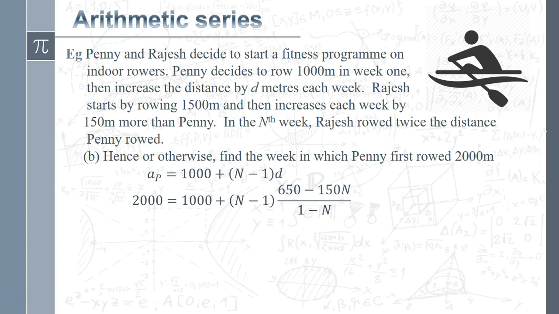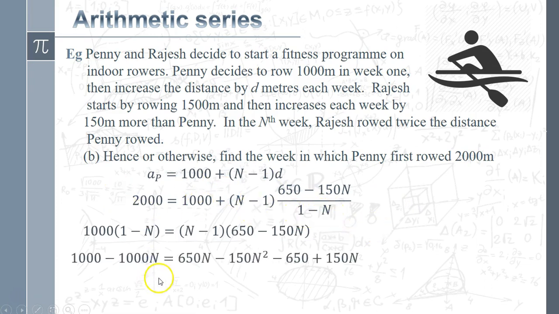Again, it's now a job of rearranging algebraically, tidying up and seeing where we end up. So I've moved the 1,000 over to the other side, and then taken the 1 minus n across there as well. Multiply out some brackets. We've got a quadratic on this side, so you can see this is turning into a quadratic equation. If it's a quadratic, let's get it equal to 0. There it goes.